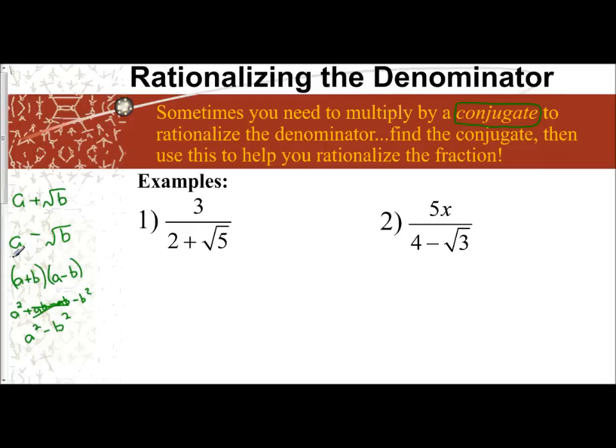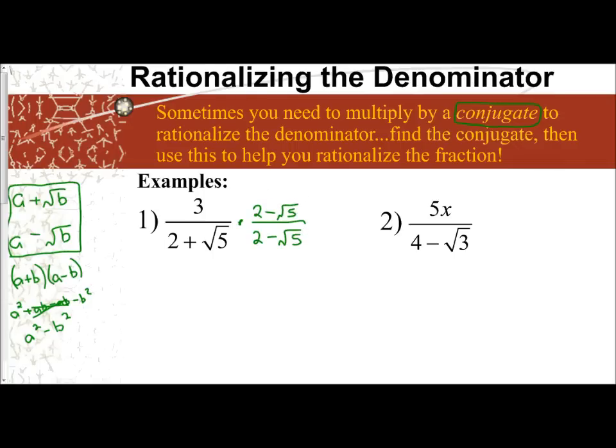What we need to remember is how to find the conjugate of a radical expression, which just means take the same term on the left, same term on the right, and just change the operation. So if I'm going to look at example 1, 3 over 2 plus the square root of 5, well, I have to rationalize the denominator, so I'm going to multiply by my clever form of 1, which is going to be 2 minus the square root of 5 in the bottom, and the same thing in the top, 2 minus the square root of 5.